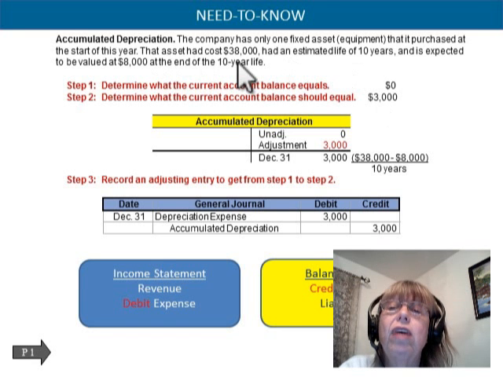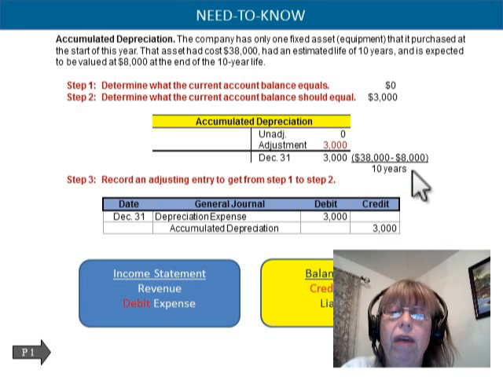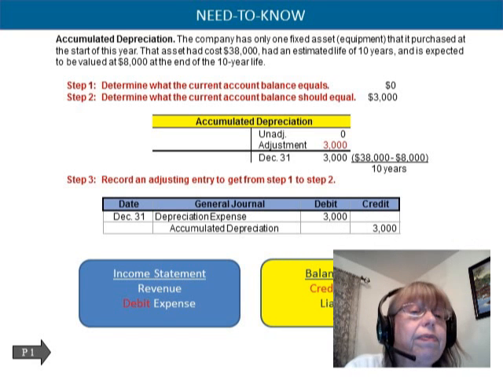So you're going to take $38,000, and they show you that here. Subtract the $8,000. That's what it's going to be worth at the end. Divide it by 10, and you get $3,000. That would be your yearly depreciation. Two accounts are always used for depreciation. The first is depreciation expense, and the second is a contra asset account called accumulated depreciation. You will always debit the expense and credit the accumulated depreciation, not the asset itself.